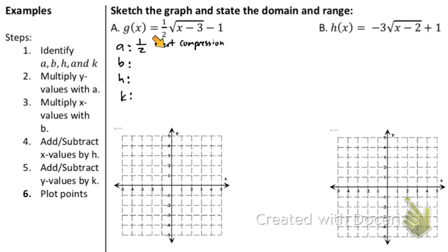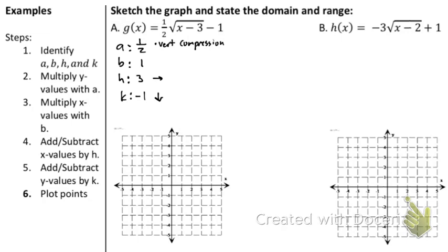My b value would be inside the radical, multiplying with the x. It's actually going to be 1, which means nothing's happening with the b value. My h value is -3, but I got to switch it, so it's going to turn into +3. So we have a translation to the right. And my k value is -1. We do not switch that sign. That means we translate down.